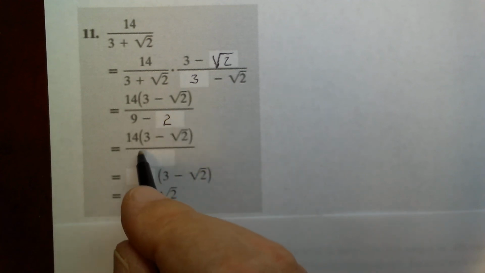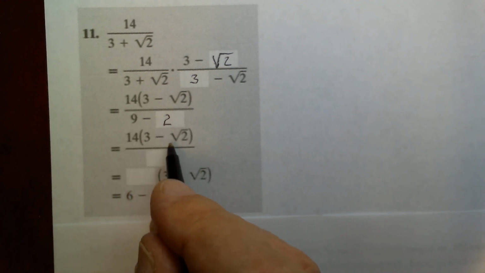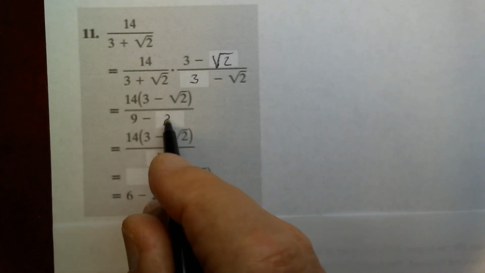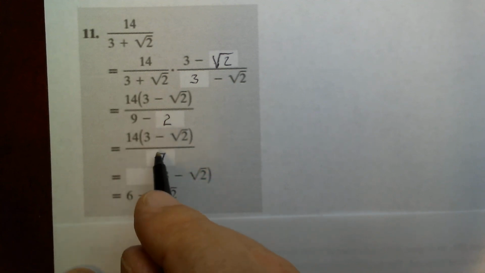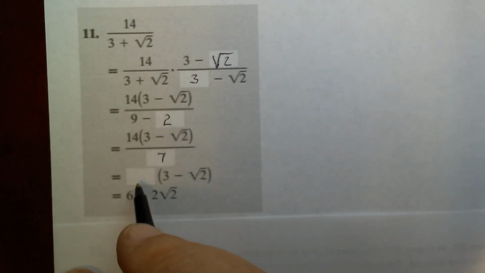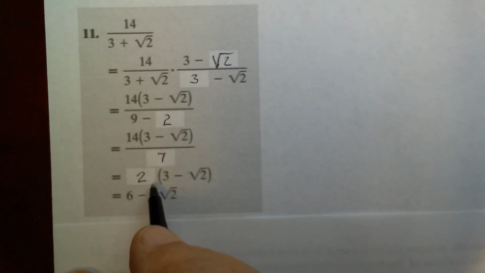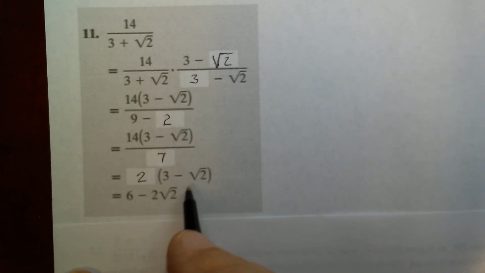So that means we have 14 times 3 minus square root of 2 divided by 7. 9 minus 2 is 7. And now we can cancel the 7 against the 14 to give us a 2. And now using the distributive property, 2 times 3 is 6. And then 2 times minus square root of 2 is minus 2 times square root of 2. And that would be the final answer.